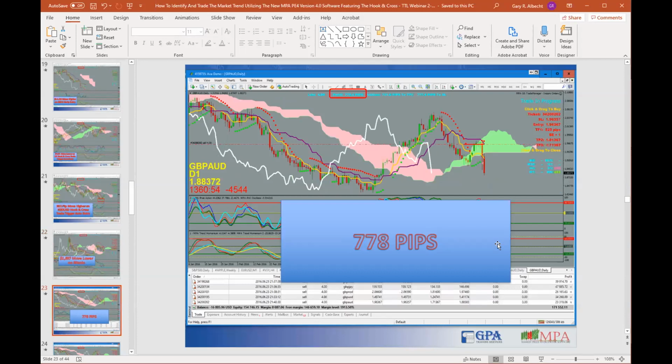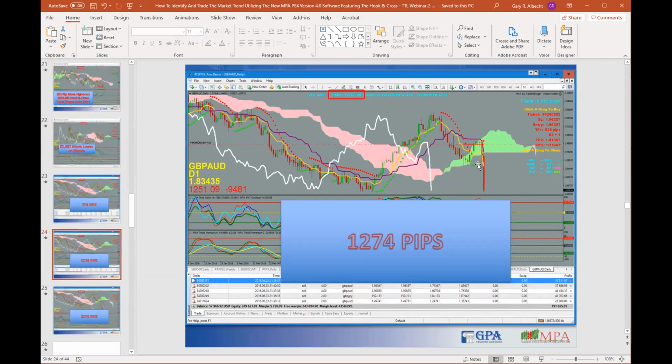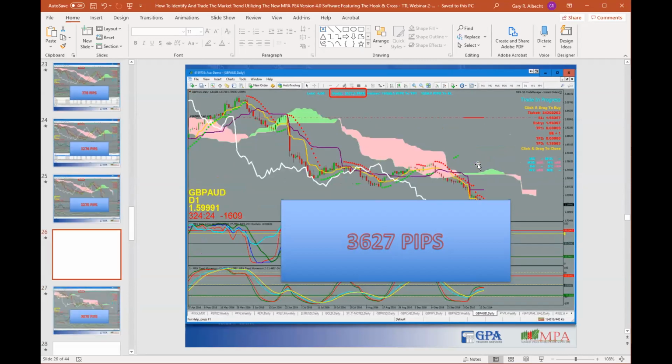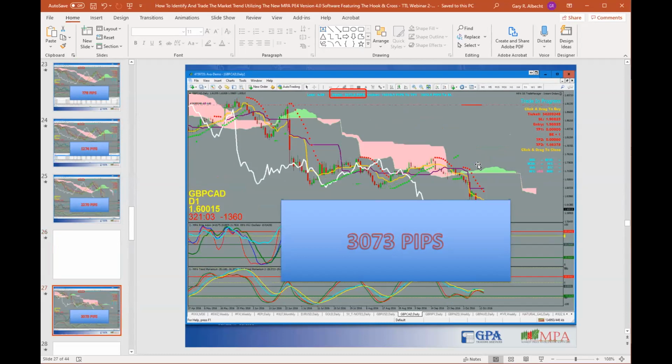Pound dollar, here's an example where we're 778 pips up, same reason, hook and cross going lower. And then we kept in the trade. Why? Because we knew we had more time frames. That monthly time frame was headed lower. Went to 1,274 pips, same trade. We weren't stopped there. It went on to 2,270 pips because we still had more downside on the higher time frame. And then finally, we went all the way down to 3,627 pips. Pound CAD, 3,073 pips.